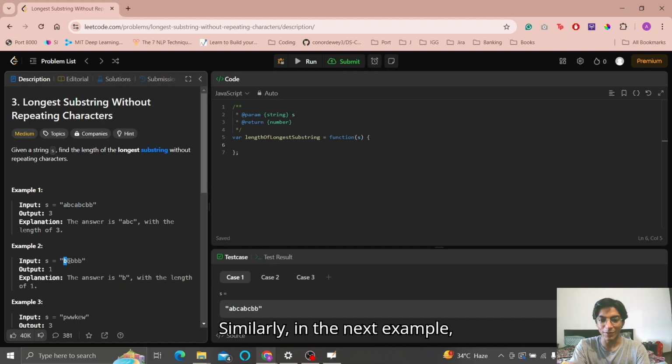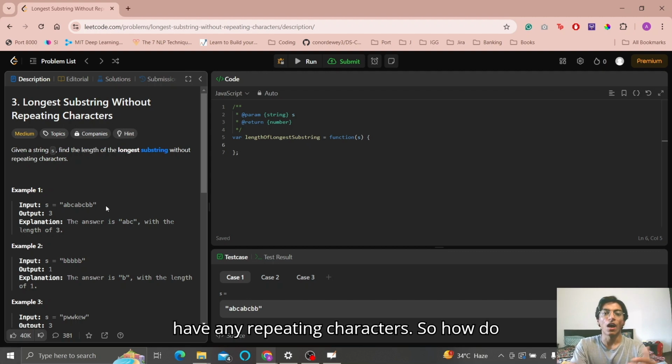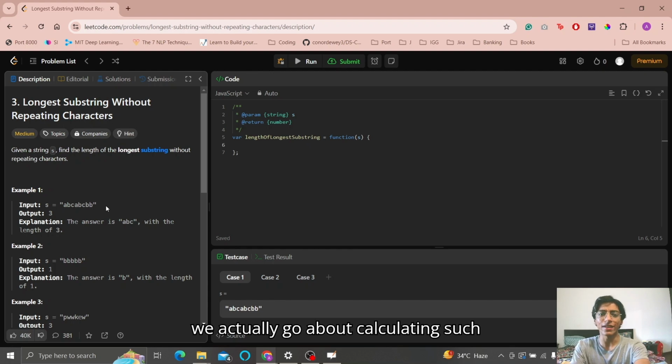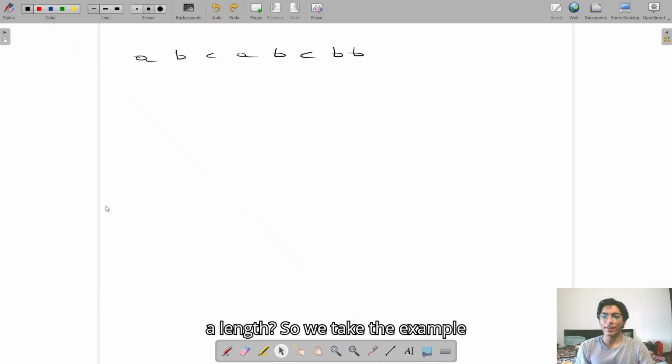Similarly, in the next example, we have a substring which contains n number of bees. We have 5 bees over here, it could contain n number of bees, one or more. What we are looking for is a substring where this character B is simply not repeated. Alright, so the answer would be 1 because we have to return the length of such a substring, which is the longest for a particular string and does not have any repeating characters. So how do we actually go about calculating such a length?